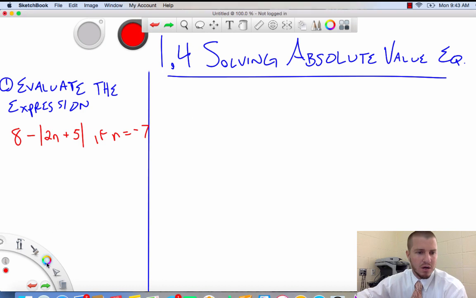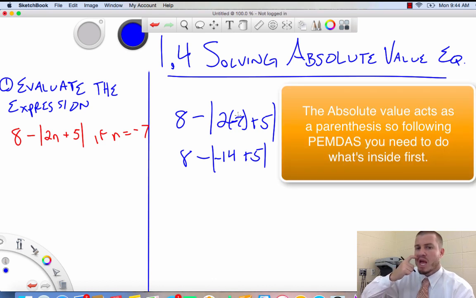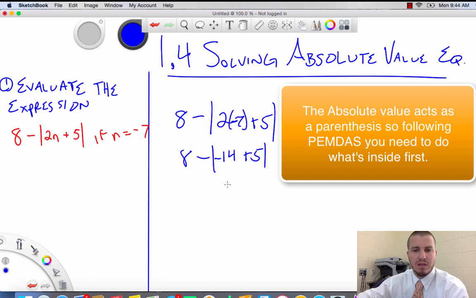Let me change colors here. I have 8 minus the absolute value of 2 times negative 7 plus 5. And 2 times 7 is 14. Negative 7, sorry. So that's negative 14. So 8 minus the absolute value of negative 14 plus 5. And negative 14 plus 5, one's positive, one's negative. So that's going to be negative 9.